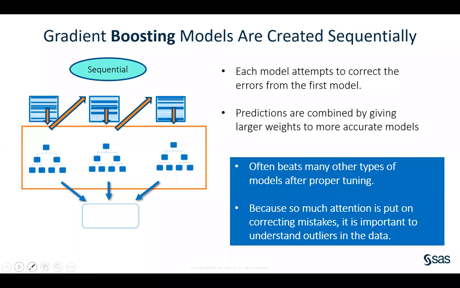Similar to forest, bagging is also used here to get different versions of the training data. After all trees are built, we ensemble them. Because so much attention is put on correcting mistakes by the algorithm, it's important to understand your outliers in the data.